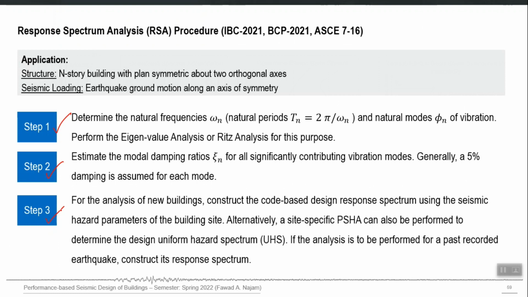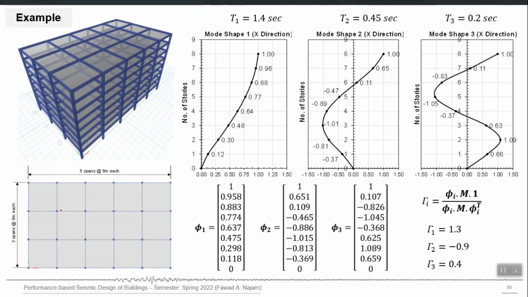So once these three steps are completed, we can proceed to the determination of seismic response for each mode separately, right. That is step 4 actually. So I gave you one example. In this particular building, if I just consider x direction, and let's assume that only 3 modes are participating in its dynamic response.